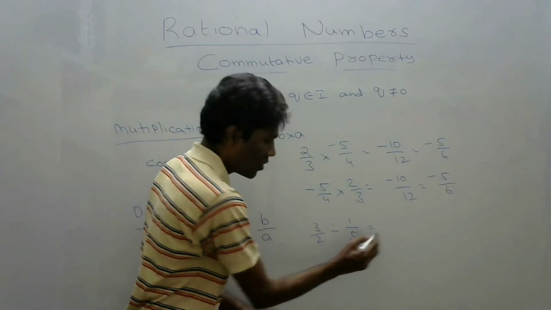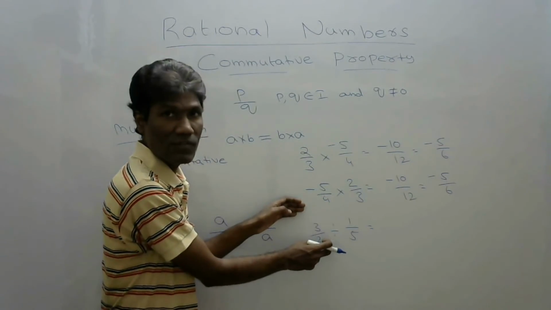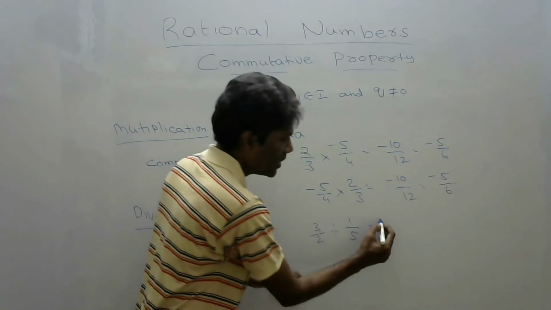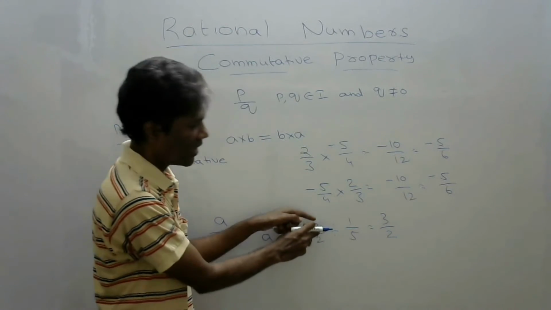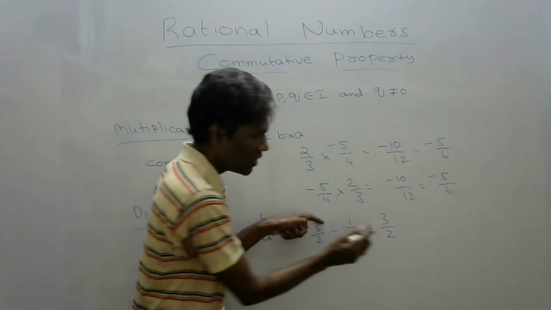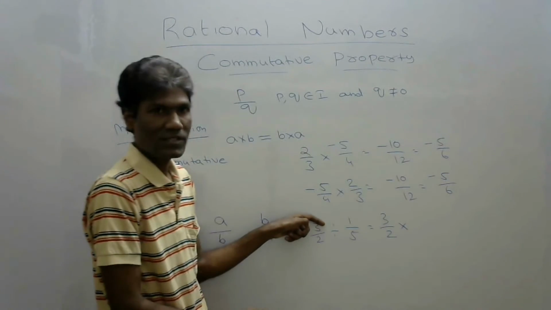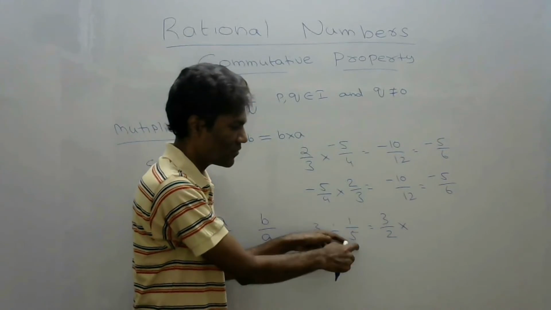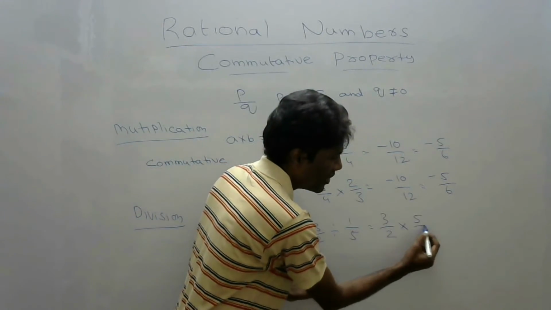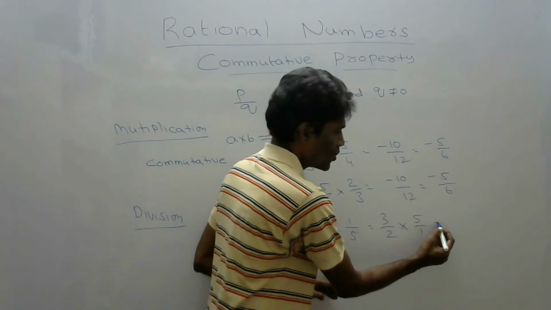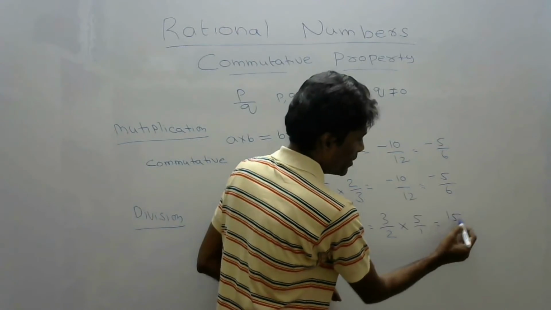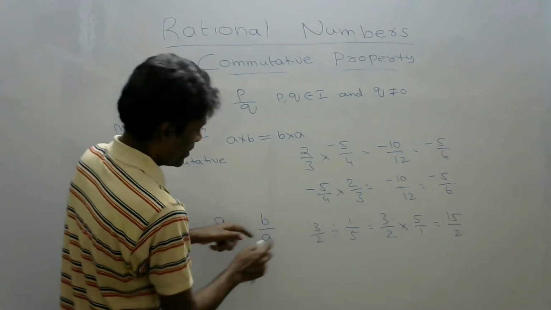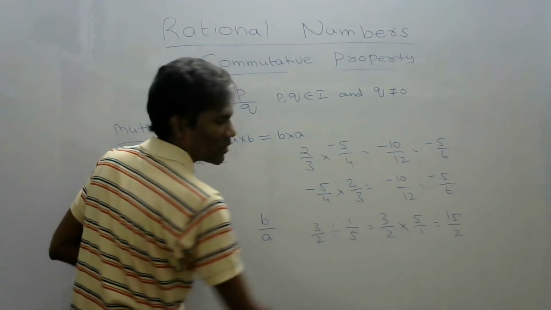How do we do it? When we are doing divisions with respect to rational numbers like this, then the process would be 3 by 2. Whenever we are having the division, what we will do is, we will take it as a multiplication and we will write the reciprocal of this. That is 1 by 5, we will write it as 5 by 1. Okay? So, 3 into 5, 15 by 2 into 1, 2. So, we got A by B as 15 by 2.